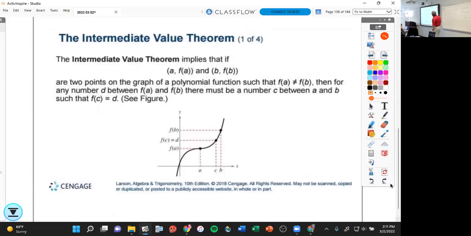We'll talk about the intermediate value theorem tomorrow. And we're going to have to move tomorrow.